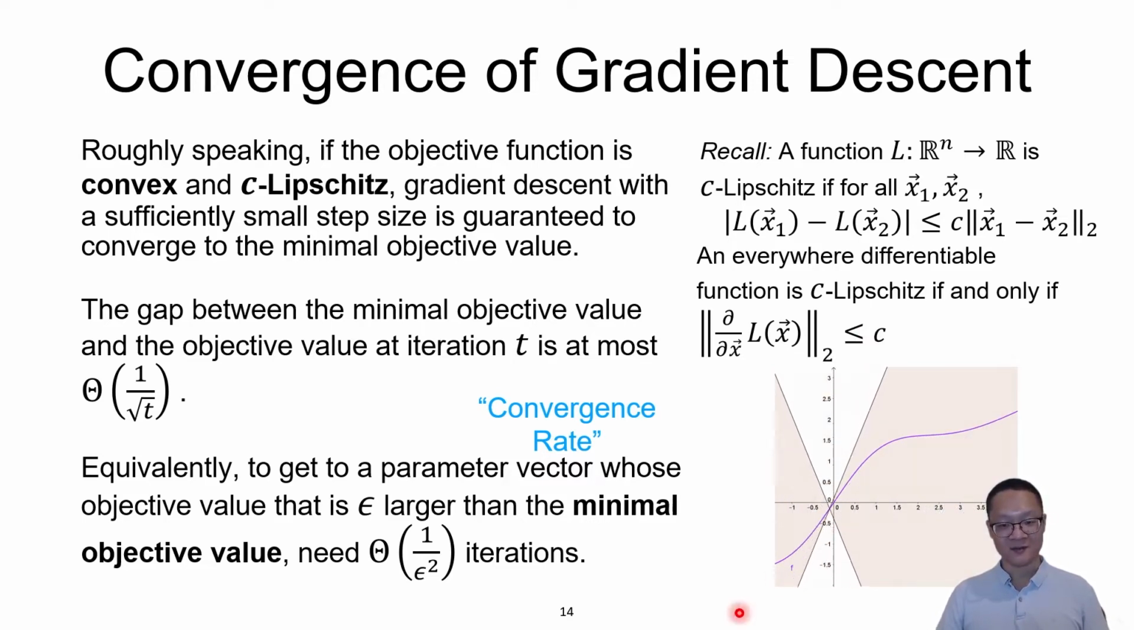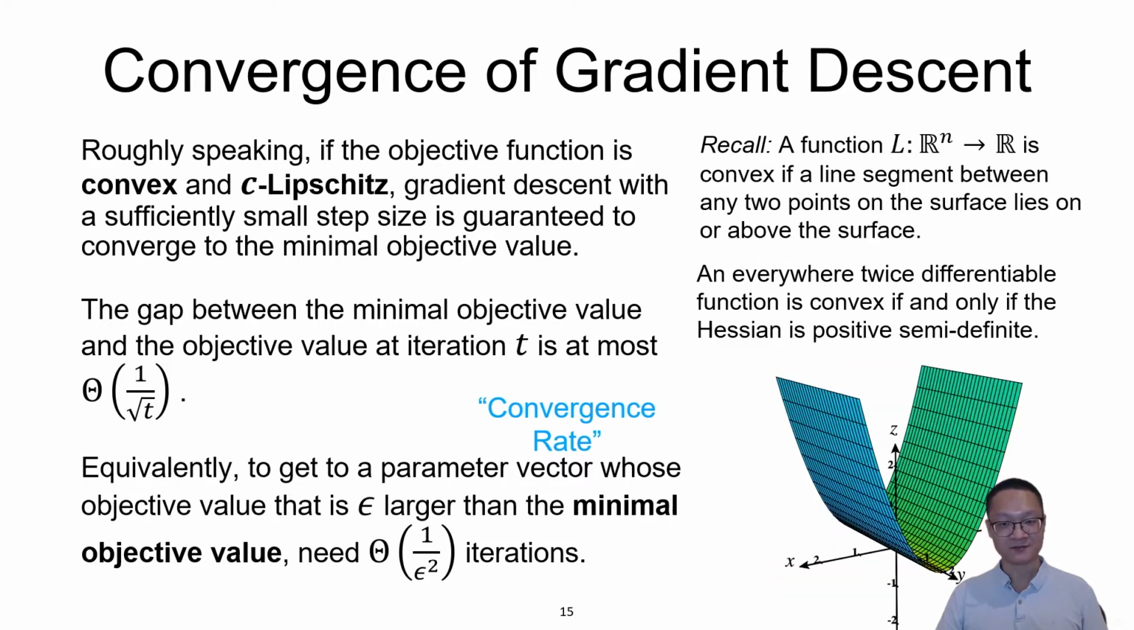So hopefully you remember what C Lipschitz means. The other condition is that the function must be convex. A convex function means that if you draw a line between any 2 points on the function, then the line is always above or equal to the function itself, so on or above the surface. And if the function is everywhere twice differentiable, then it is convex if and only if the Hessian is positive semi-definite. So for the guarantee of convergence of gradient descent, we need the function to be convex and C Lipschitz.